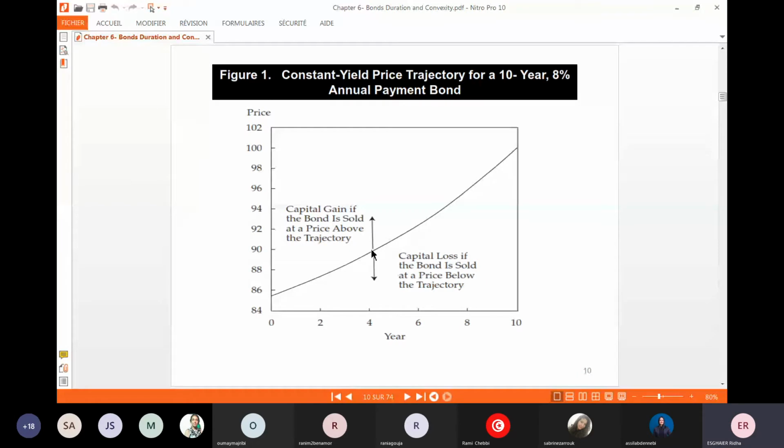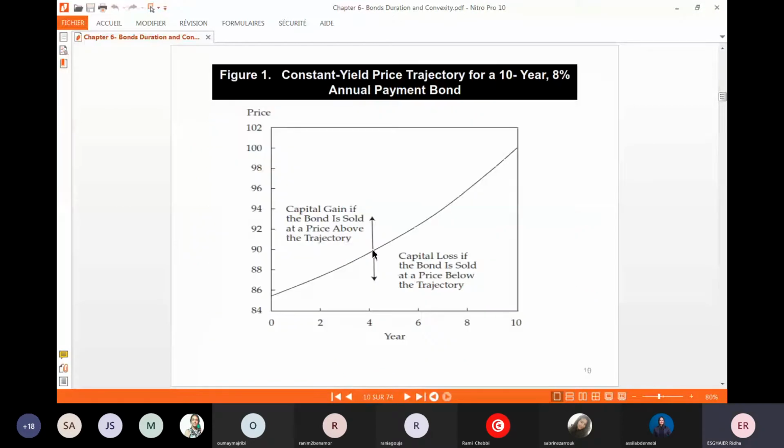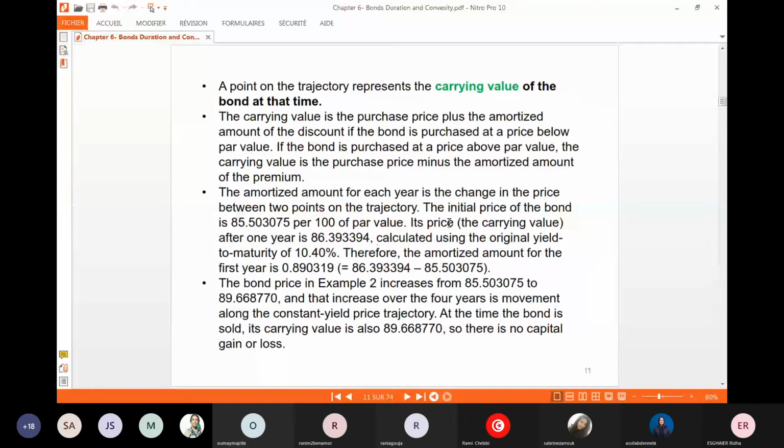هوني بالنسبه للانفستر الثاني reinvestment rate هو بيدو قاعد 10.4 والبرايس at which he sold the bond موجود على الكونستانت يلد برايس تراجكتوري هو بيدو الكارينج برايس الكارينج فاليو. هكا علاش نلقاو اللي الريتيرن نتاعو السيد هذايا هو بيدو ما تبدلش قاعد 10.4. وهذه الكارينج فاليو اللي حكينا عليها هو a point on the trajectory is called the carrying value of the bond at that time.